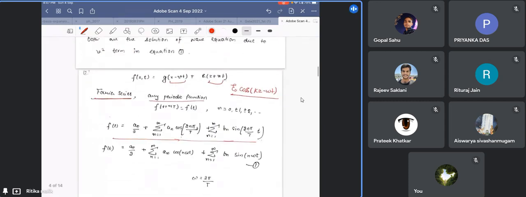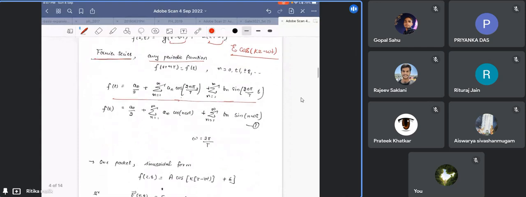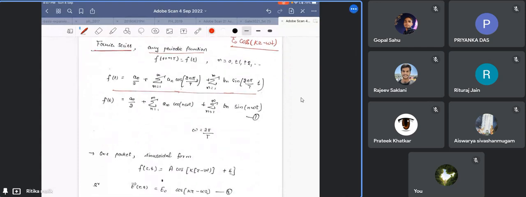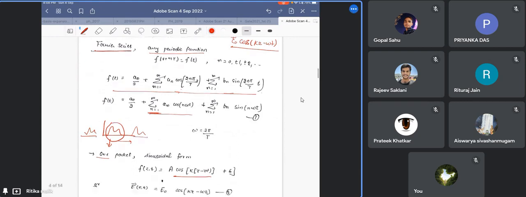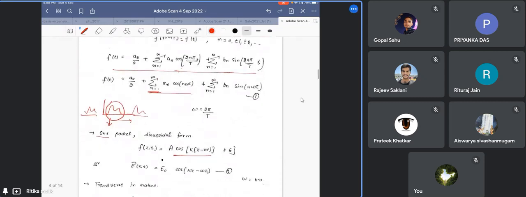If we have just one simple lump, then we can always write it as one of these. And if there is a combination of these, then there will be a summation term. We are just talking about one packet here, and we just see how it will propagate. Based on that, we will say that the wave is propagating in this direction. So instead of dealing with all the combinations of these waves, we just deal with a single lump here.